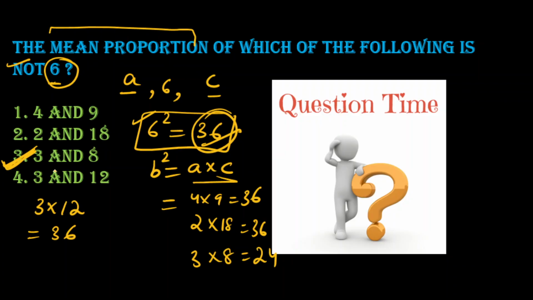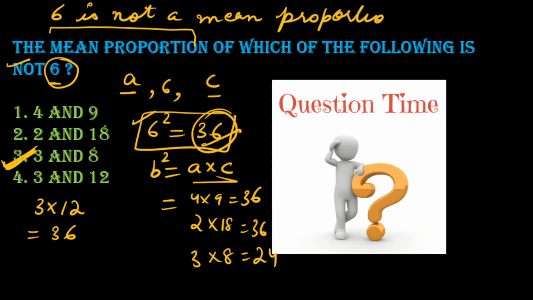So here in the third option we are not getting our answer as 36. So that means, I'll write it so that there is no confusion, 6 is not a mean proportion between 3 and 8.